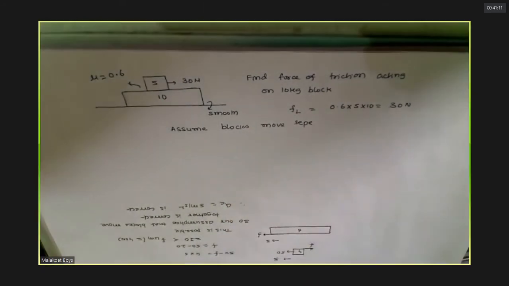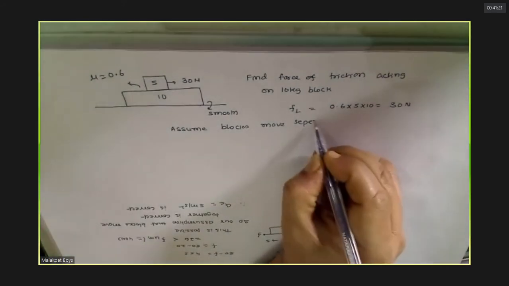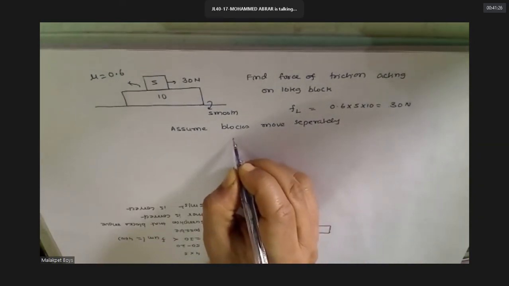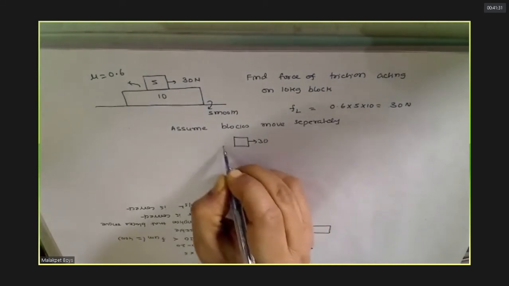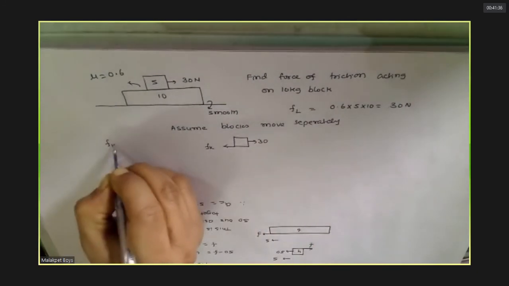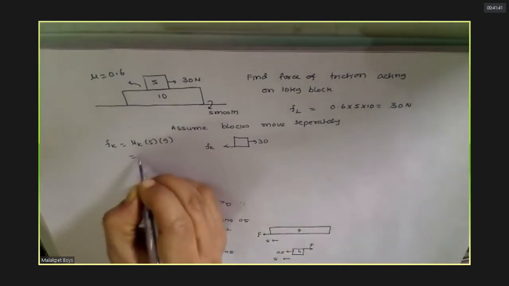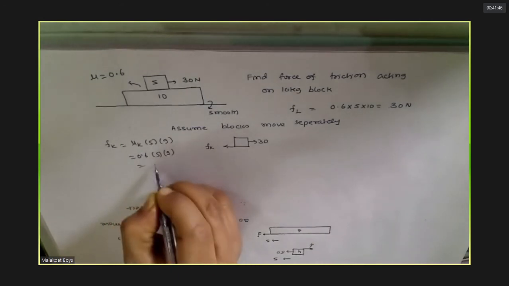Acceleration will be zero now, sir, for the upper block. Why? Frictional force and external force both are the same, sir, so it could be zero. For this one, this is 30. This is Fk. Fk is mu k into 5 into g. Here nothing is given, you can assume they are like this. This comes to 30.